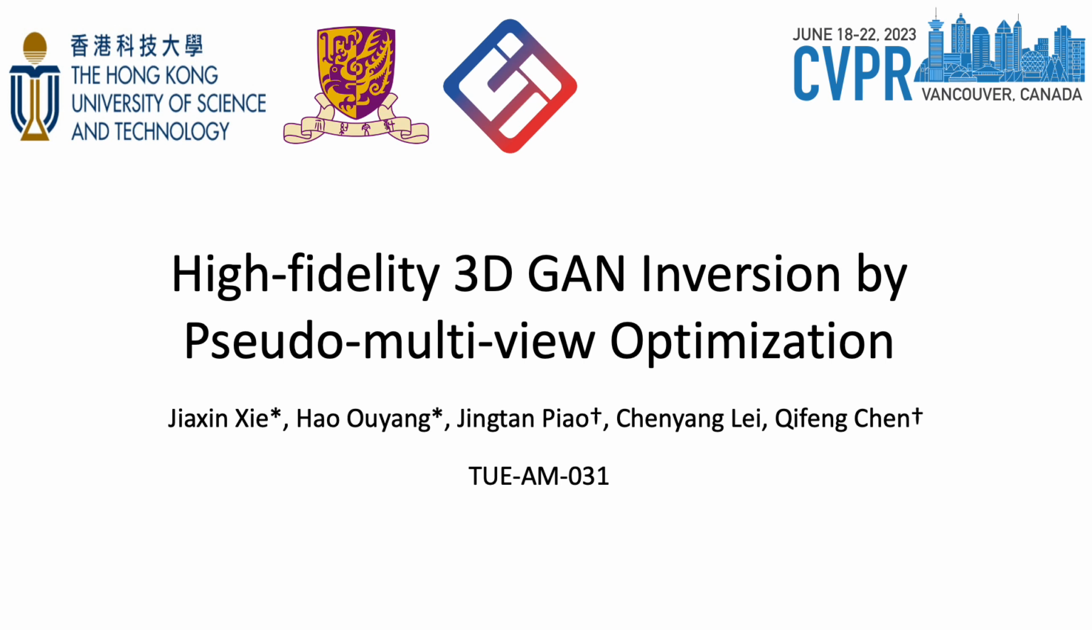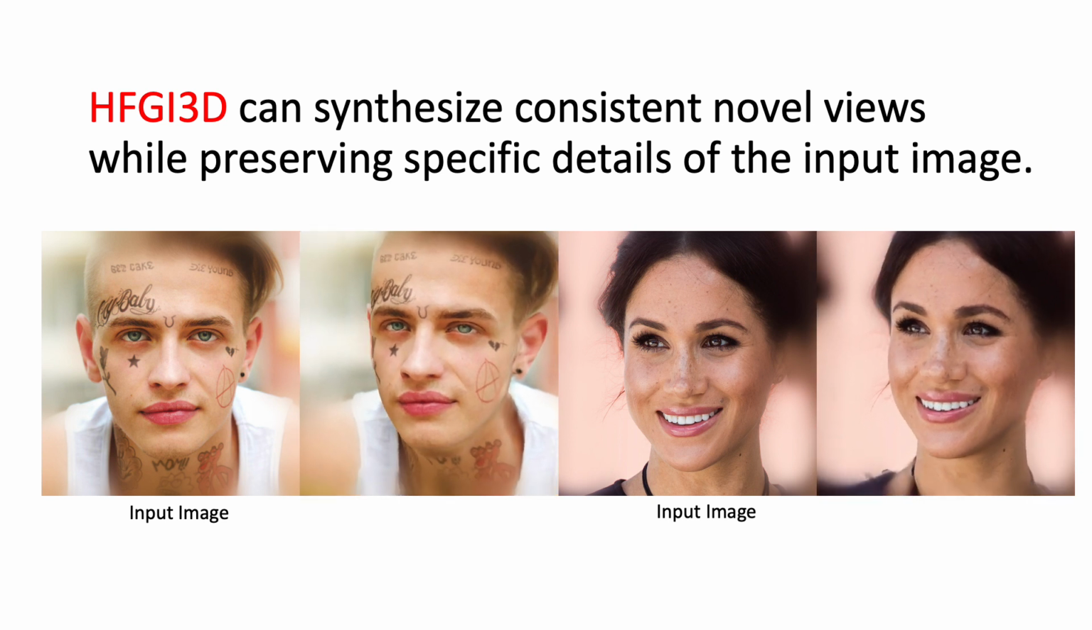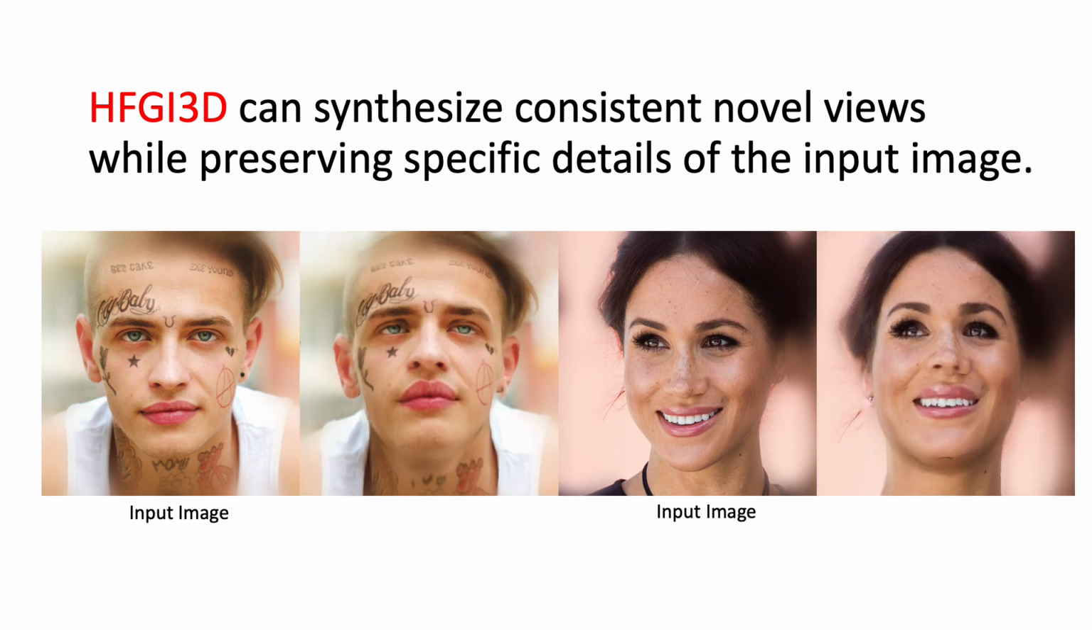We introduced HFGI 3D, which is high-fidelity 3D GAN inversion by pseudo-multi-view optimization. Given a single input image, HFGI 3D can synthesize consistent novel views for the input, also preserving specific detail of the input image, like tattoo and freckles in these two examples.